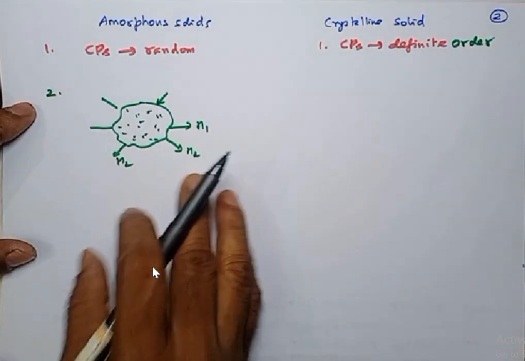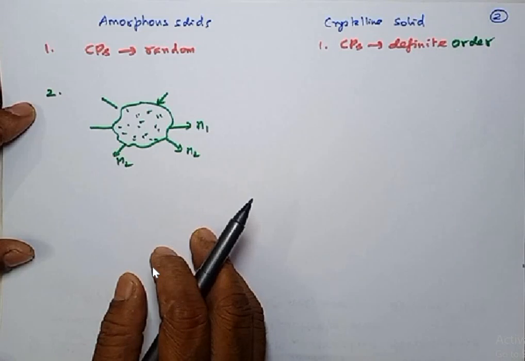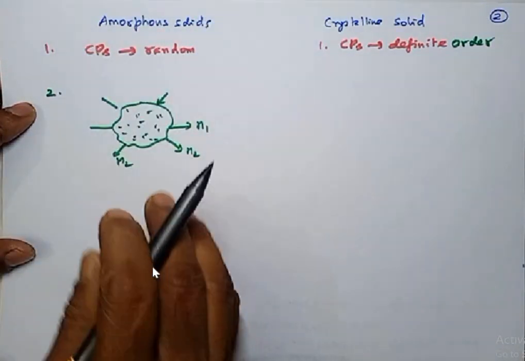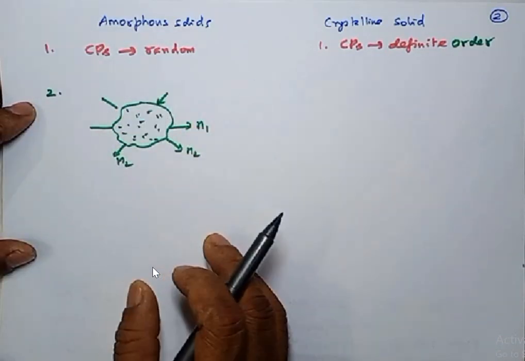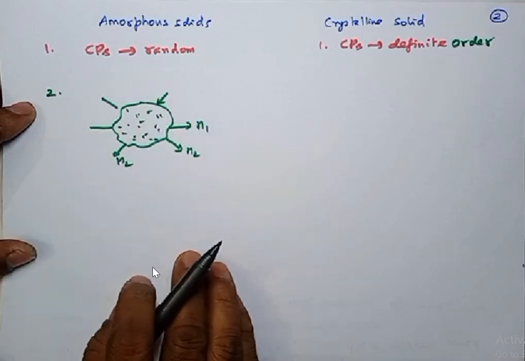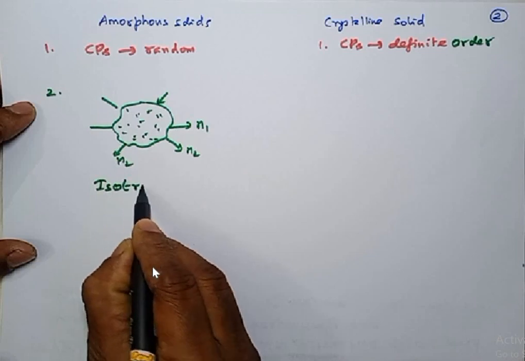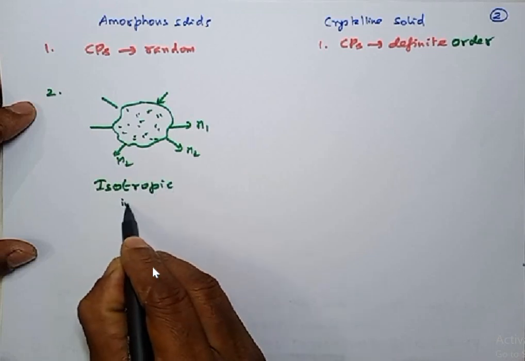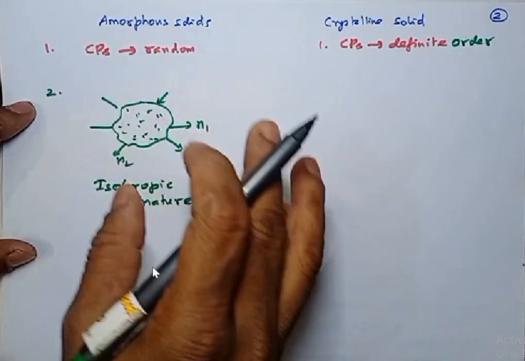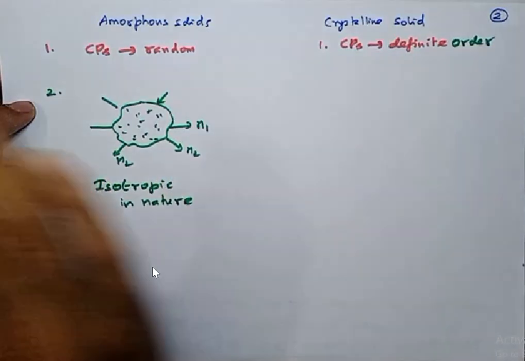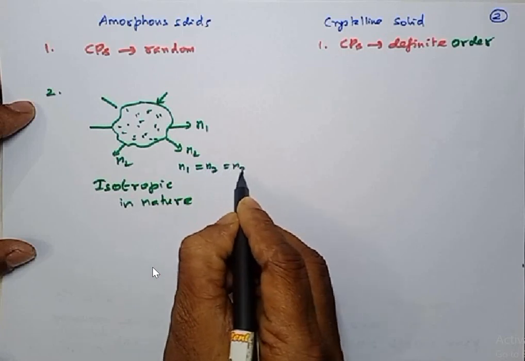Not only refractive index, you can measure other properties like thermal and electrical conductivity. In amorphous solids, whatever direction you measure the property, you will get the same result in all directions. That means amorphous solids are isotropic in nature. Note down, it's very, very important. In whatever direction you measure the refractive index for an amorphous solid, you will get the same result. So here N1, N2, N3 are all equal.